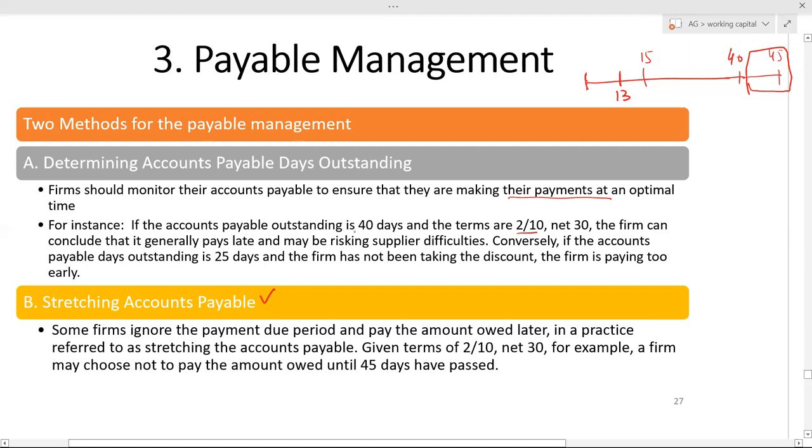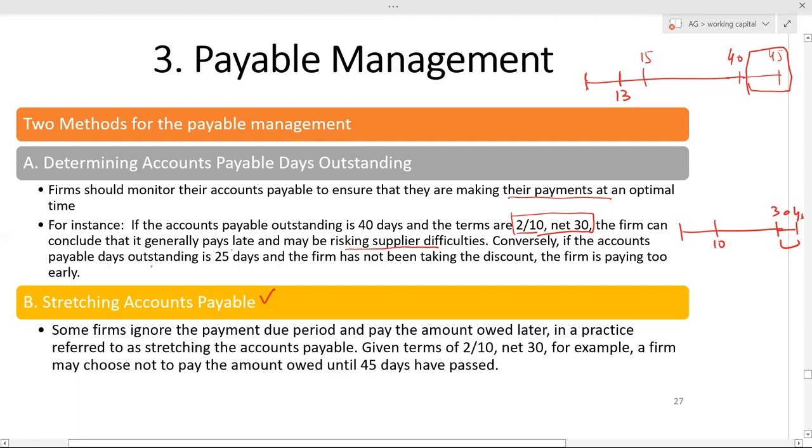Okay, so for instance, if the account payable outstanding is 40 days and terms are 2/10 net 30, the firm can conclude that it generally pays late. Okay, so it means that if this is the policy, 10 and 30, but the company is going to pay in day 40, so it means that company is paying late, right? The firm can conclude that it generally pays late and may be risking supplier difficulties. Of course, this is not good for the supplier.